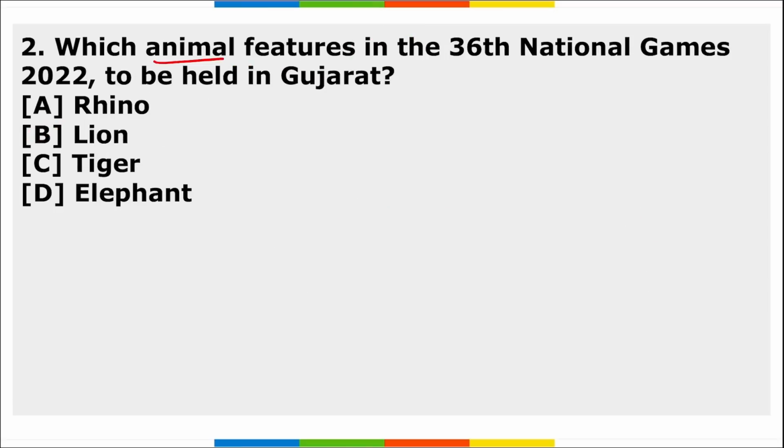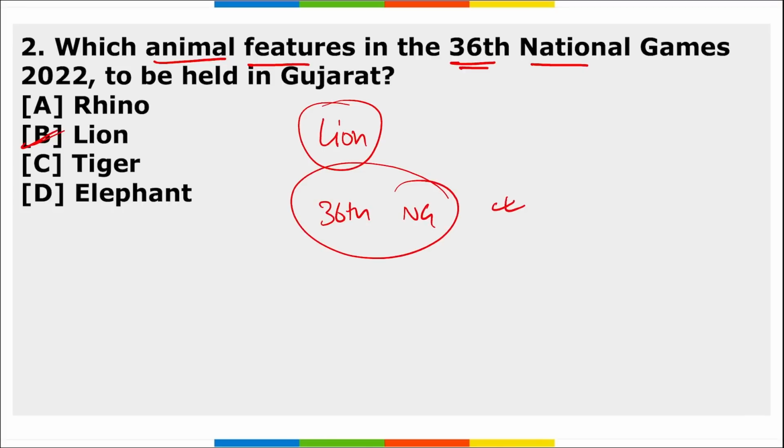Next question, which animal features in the 36th National Games 2022 to be held in Gujarat? It was the lion. Alright, Gujarat has been approved to host the 36th National Games and we have been discussing this topic. It is important. Remember the date also. From 27th of September to 10th of October, Gujarat will be hosting the 36th National Games.